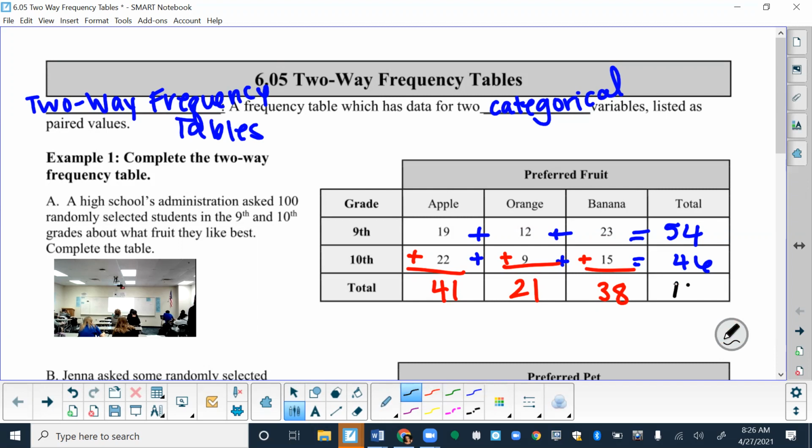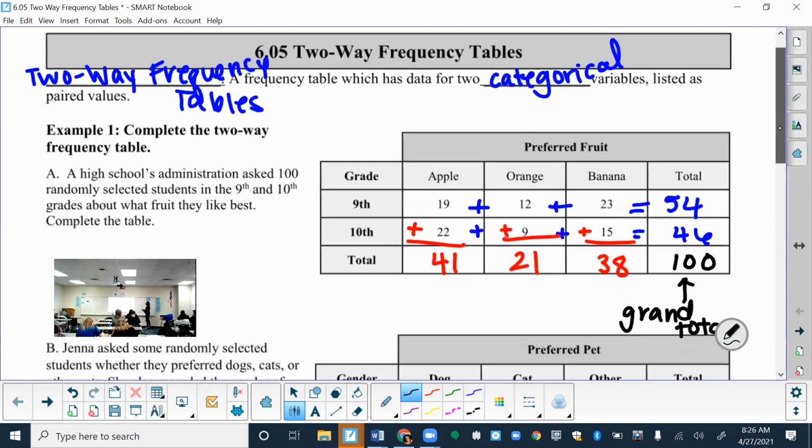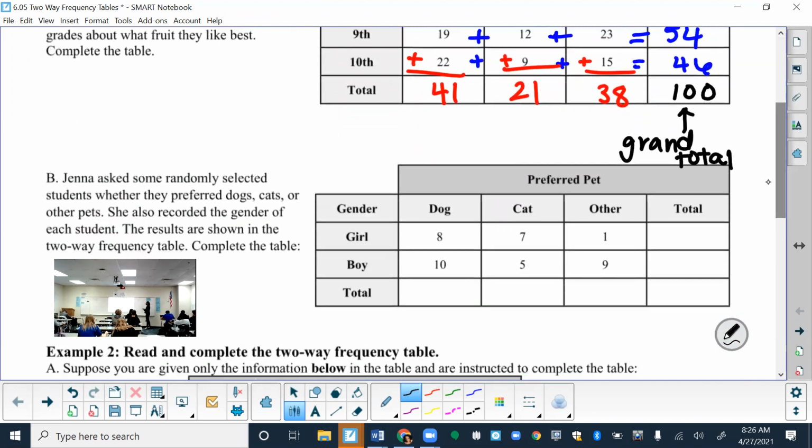Good. So it did say that in the problem, so make sure that we're reading the problems, because sometimes it does give us important information to fill these out. Your grand total will always be that corner box. And sometimes you need it to fill in the rest. But you see how this adds up to 100 and this adds up to 100? So go ahead and try filling in the one that's underneath it.